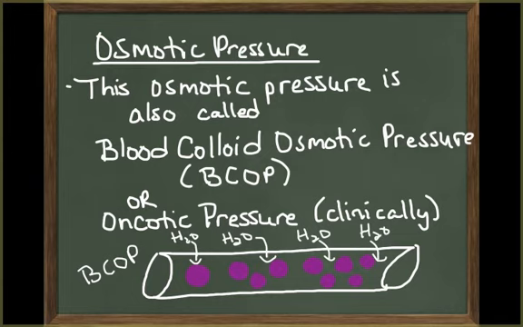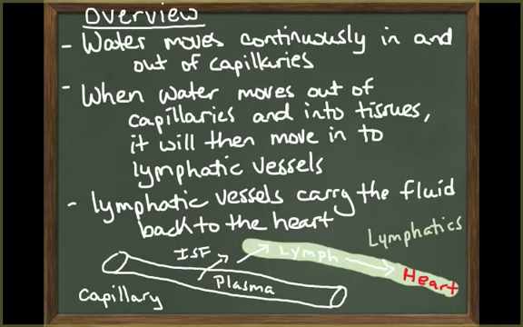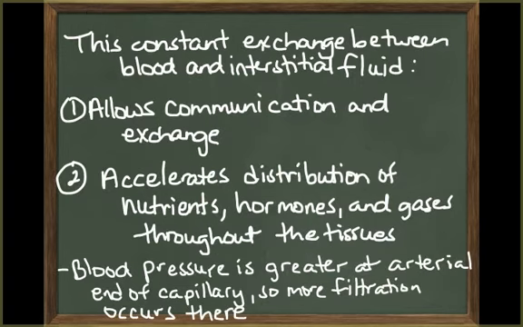The movement of the water due to the osmotic pressure will continue until the solute concentrations are equalized between the inside and the outside of the blood vessels. As an overview, water moves continuously out of the capillaries and into the tissues. From the tissues, it will move into the lymphatic vessels and back to the heart, where it will be deposited back into the blood. This movement of water helps to ensure that the plasma and the interstitial fluid are in constant communication and mutual exchange, and it accelerates the distribution of nutrients, hormones, and dissolved gases throughout the tissues.